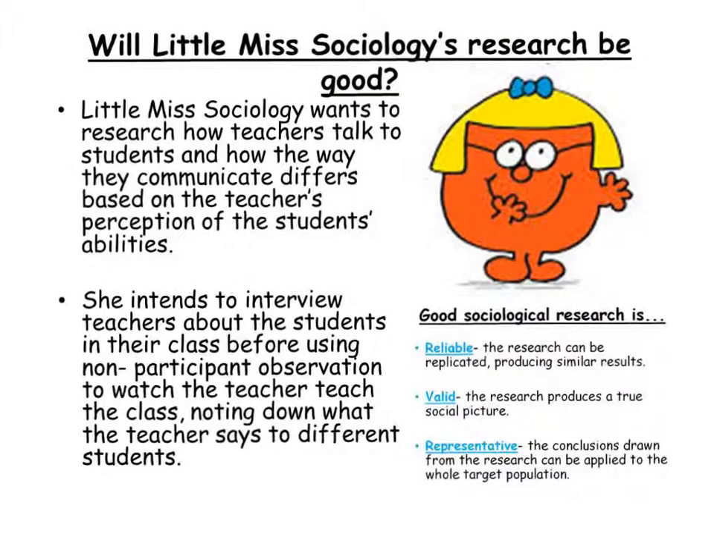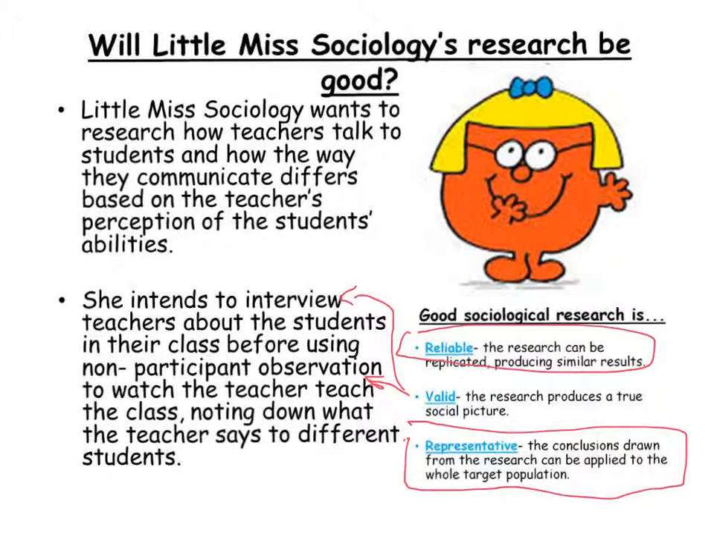So, if we think about Little Miss Sociology's research and whether or not this is good, what we could say is that it's very valid because she's actually seeing what's happening in classrooms and she's talking to people and building up a relationship with the teachers to try and get them to open up. However, it's not very reliable because this is one person's perceptions, Little Miss Sociology's perceptions of what's happening, and we can also say that it's not very representative because what one teacher does might not be true of all teachers.